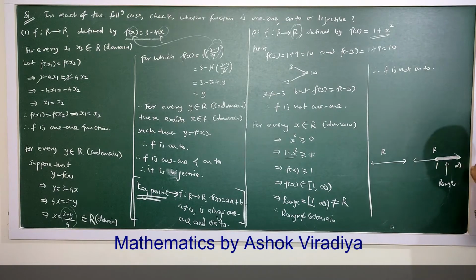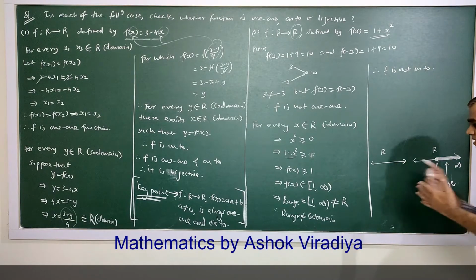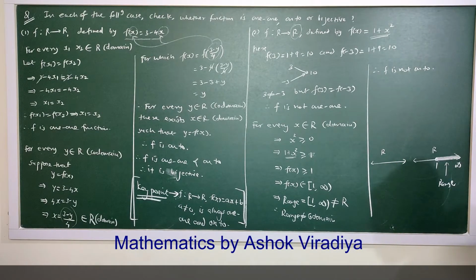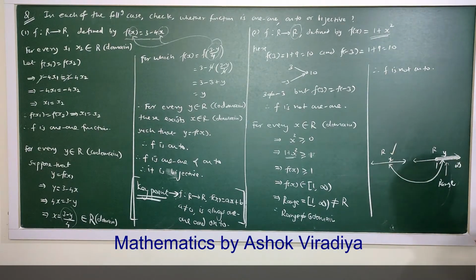Range is always a subset of codomain. That is always true. Range is the set of all images. So if you select any number more than 1, then its pre-image exists. If you select any number from this part, if this is y, then its pre-image x, yes, it exists.